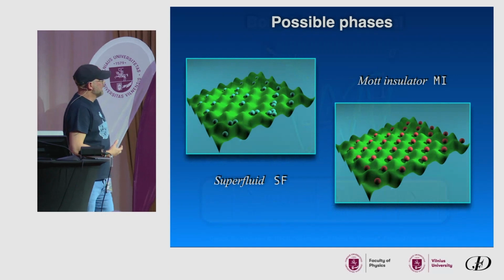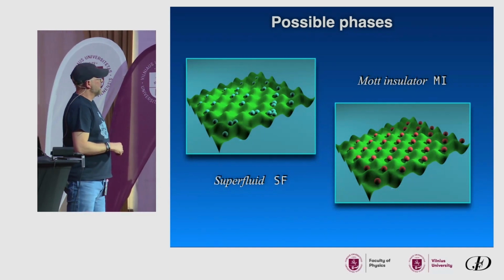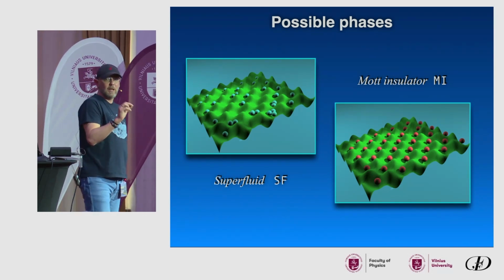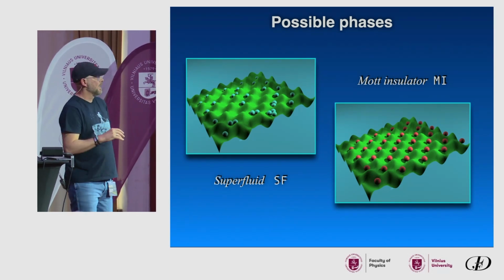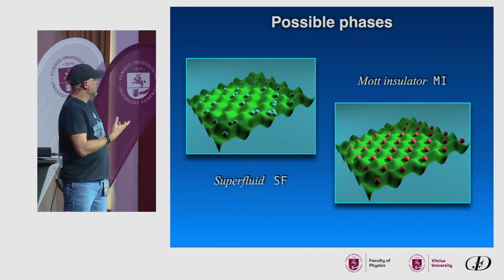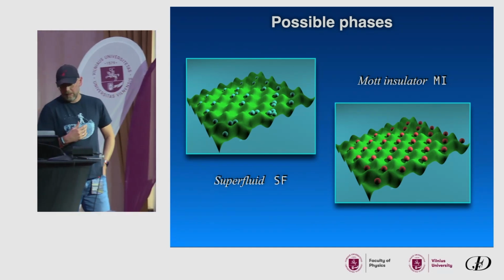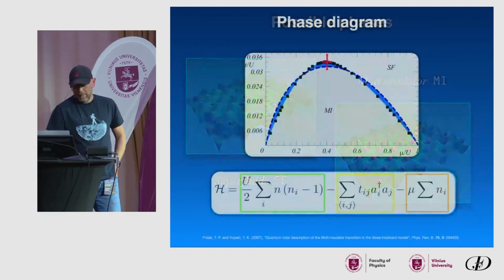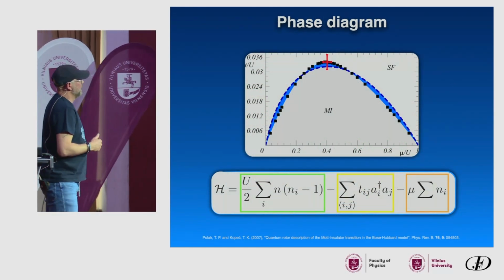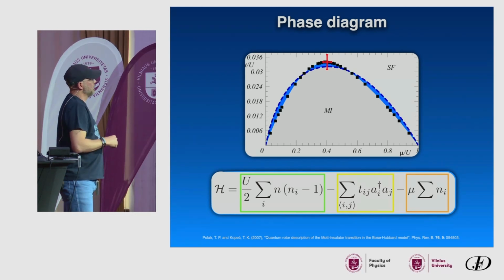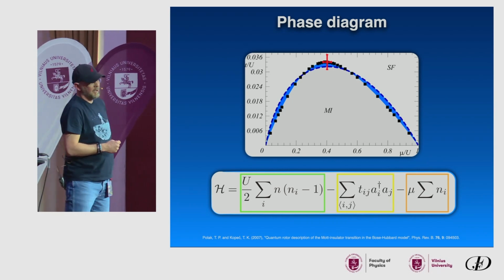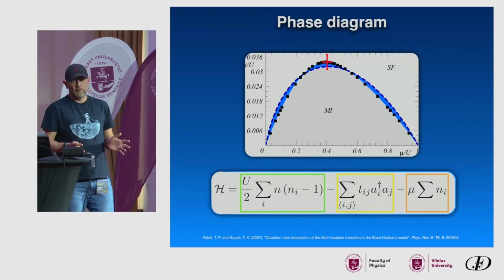And in such a system, you have two phases. One is the Mott insulator. It means that the particles are pinned to the lattice sites, they cannot move. And the superfluid, which is a quantum coherent phase. And this is the result, which shows that I'm using analytical calculations only. So this is a comparison with the Monte Carlo. And you see that within the numerical error, the results are the same. So the method is very good.